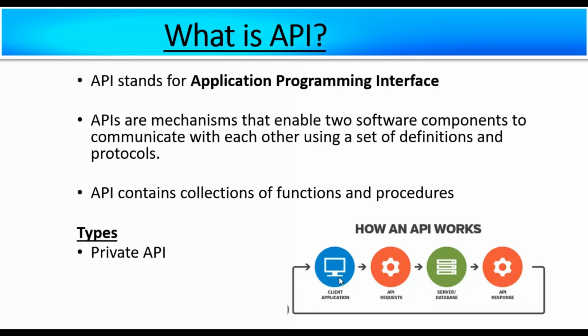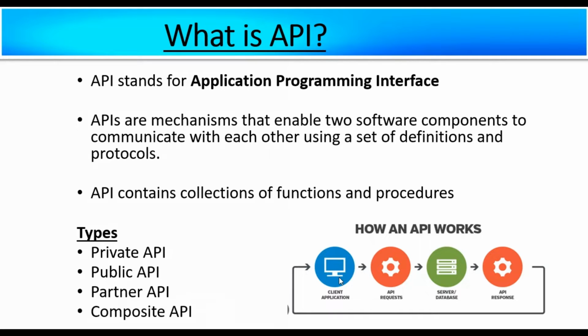So let's discuss what are the different types of API we have. We have four types of API. First one is private API. Second one is public API. Third one is partner API. Fourth one is composite API. So let's talk about each API one by one. The first API is private API.